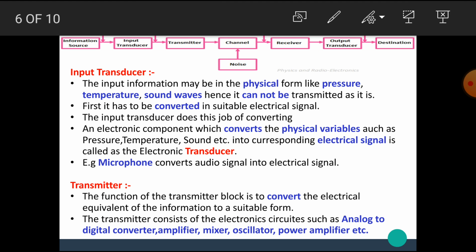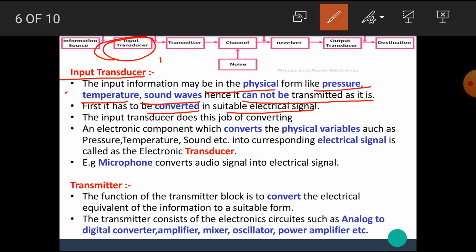Our next block is input transducer. Here the transducer is used to convert one form of energy into another form. This transducer is connected at the input side, hence it is called the input transducer. The input information may be in a physical form like pressure, temperature, sound waves, hence it cannot be transmitted as it is. First, it has to be converted into a suitable electrical signal. The input transducer does this job of converting.